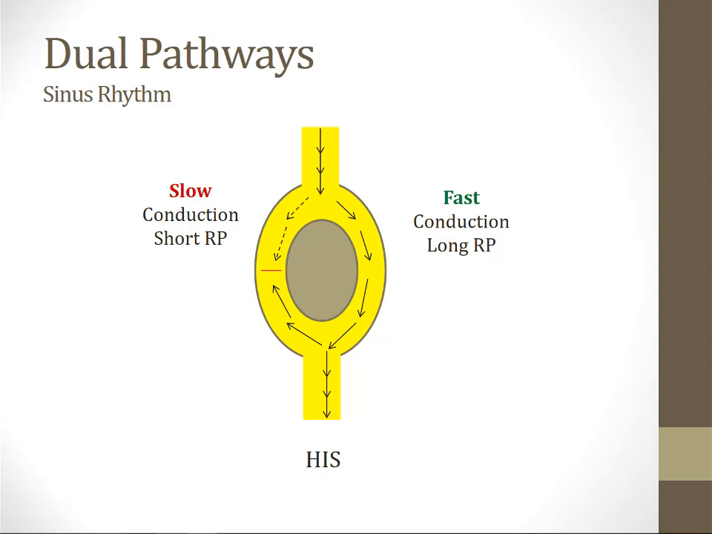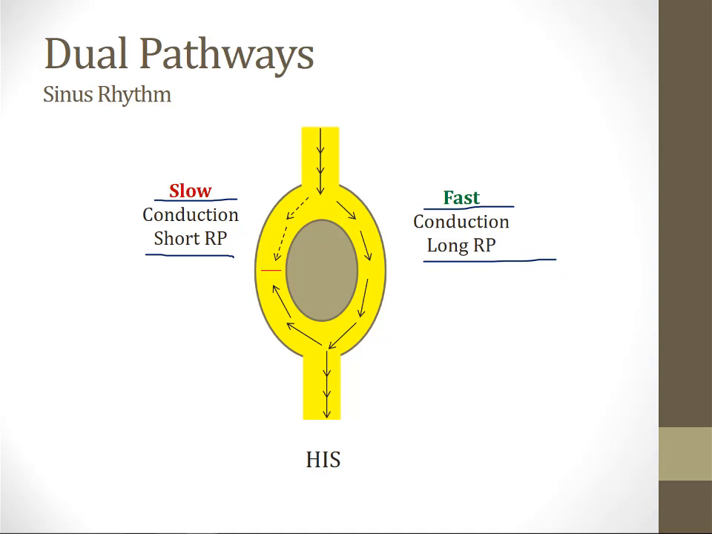This means that some cells in their AV node conduct electrical impulses slowly, and other cells in their AV node conduct electrical impulses quickly or fast. These patients are said to have dual pathways because there is a slow pathway for electricity through the AV node and also a fast pathway. Now, the slow pathway cells tend to have a short refractory period. It means that although they conduct impulses relatively slowly, after they conduct that impulse, they very quickly are ready to depolarize again. The fast pathway cells are the opposite. Even though they conduct electricity very quickly, they have a long refractory period, and it takes them a long time to be ready to conduct again.